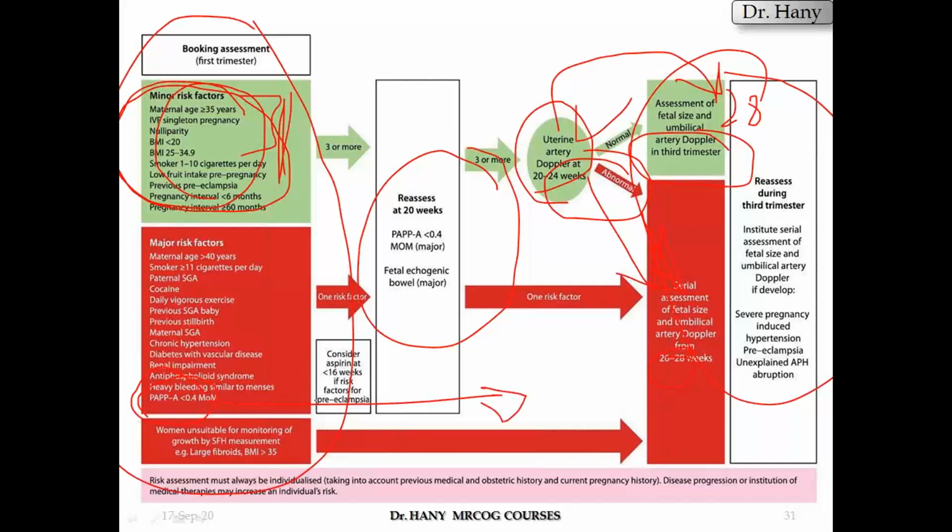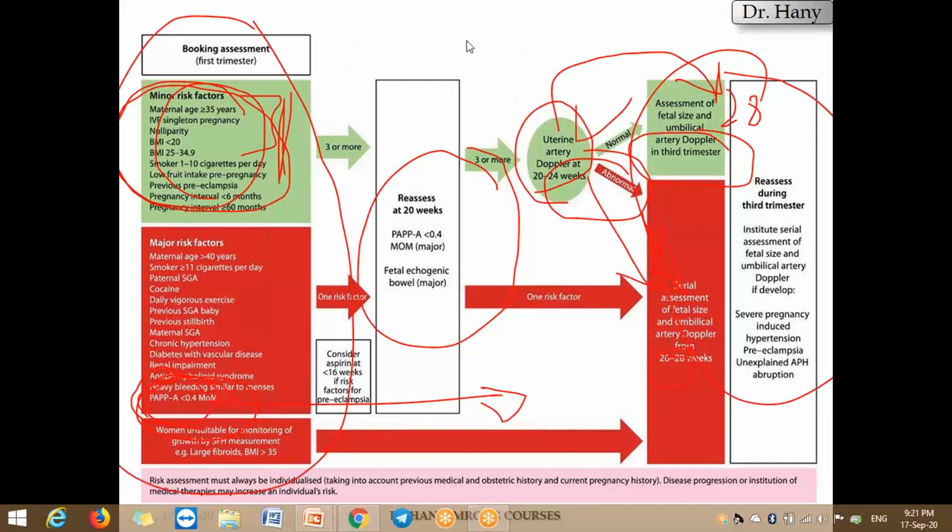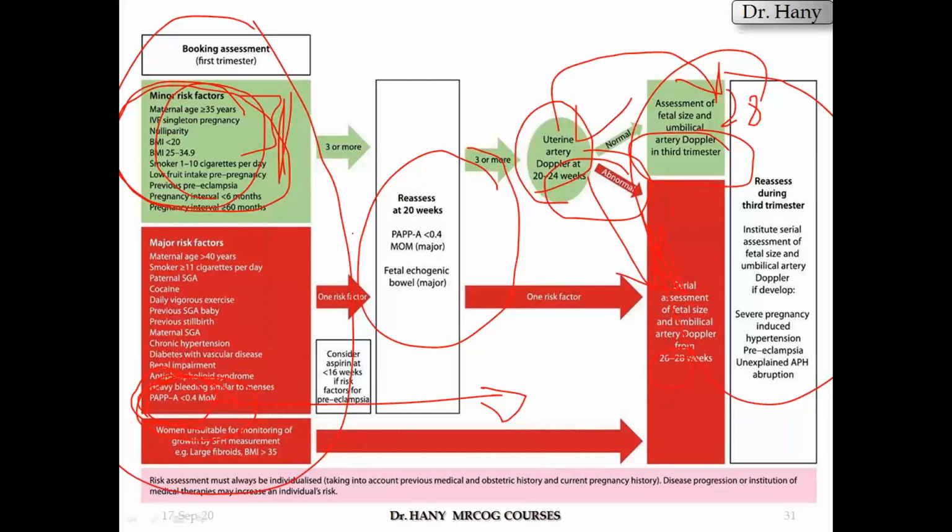This point always comes in the exam. He will tell you at the booking, the pregnancy-associated plasma protein A is 0.3. So a major risk factor for small for gestational age, you will go for a serial assessment from 26 weeks of gestation. If the woman is obese, the BMI more than 35, or has a large fibroid, it will be difficult to assess the symphysis-fundal height. That's why it's considered a high risk factor, and you will go for a serial assessment.